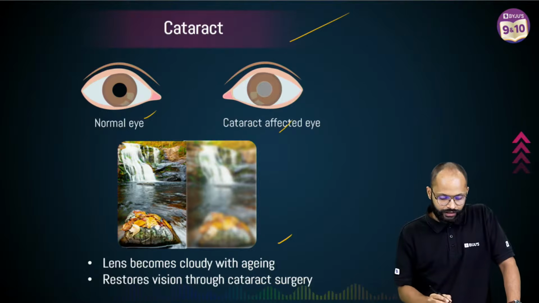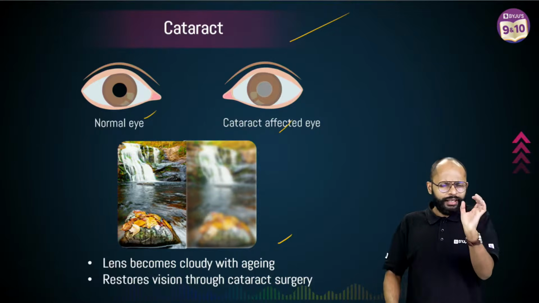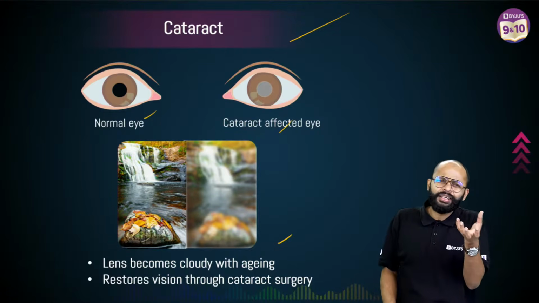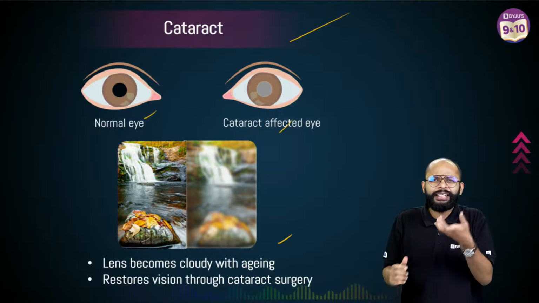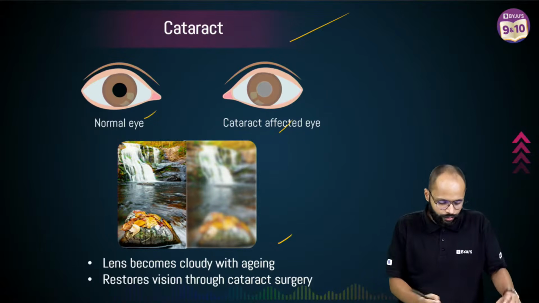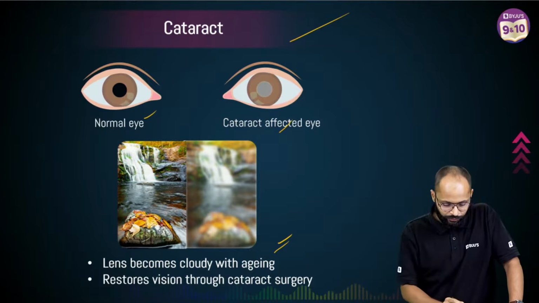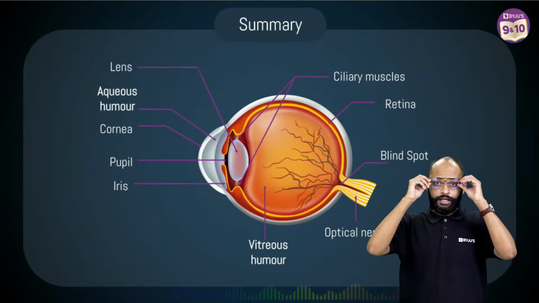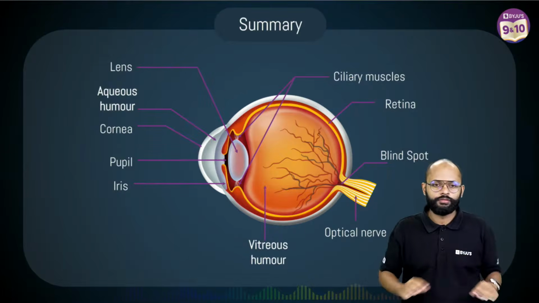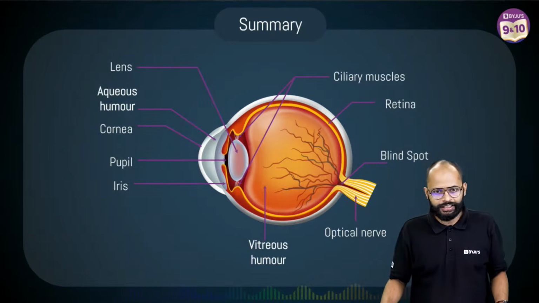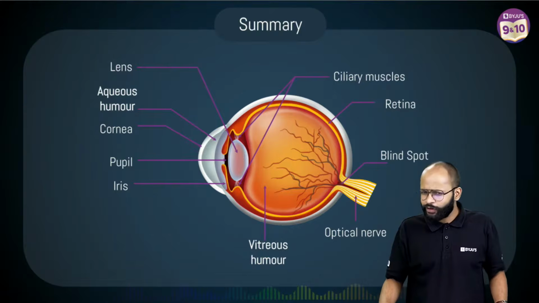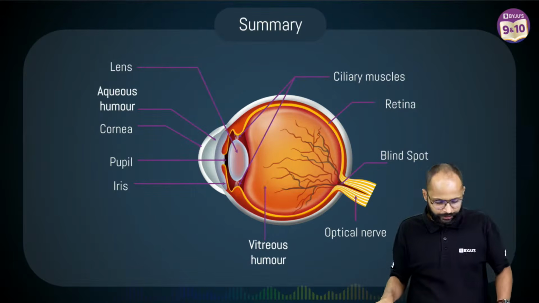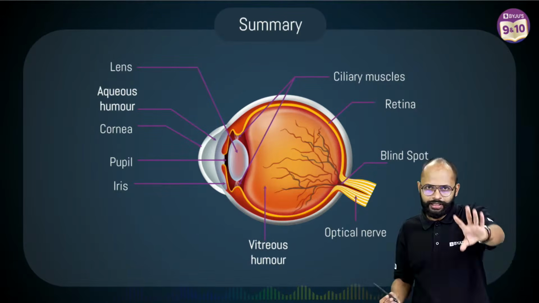Lens becomes cloudy with aging. Because of age, the lens, like glass, becomes less shiny, less clear. So this is like that only, just an analogy for you. It restores vision through cataract surgery. Yes, LASIK is a little different, cataract surgery is a little different, but yes, in cataract also there is laser surgery.